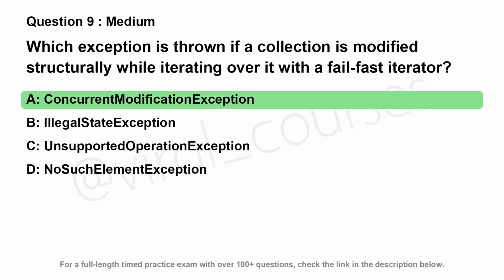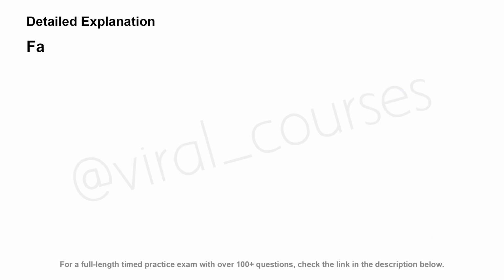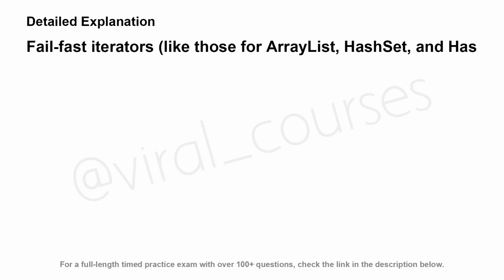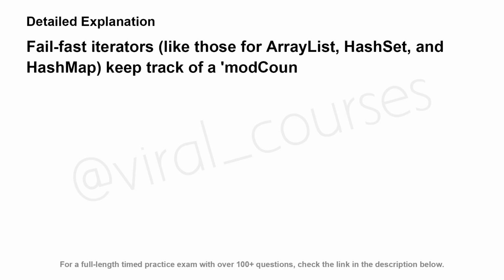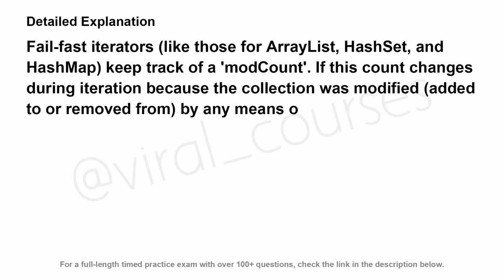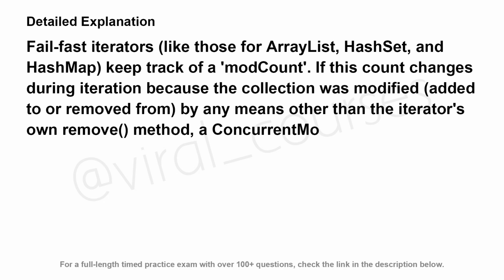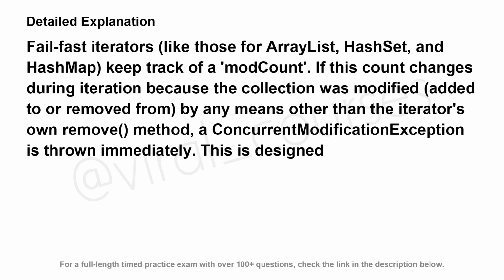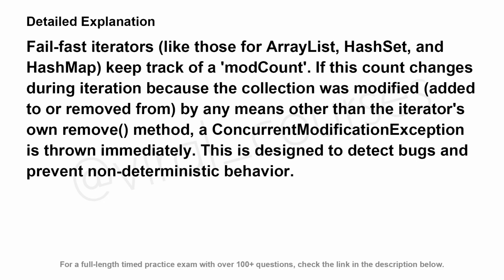The correct answer is A. Fail-fast iterators, like those for ArrayList, HashSet, and HashMap, keep track of a modCount. If this count changes during iteration because the collection was modified, added to or removed from, by any means other than the iterator's own remove method, a ConcurrentModificationException is thrown immediately. This is designed to detect bugs and prevent non-deterministic behavior.